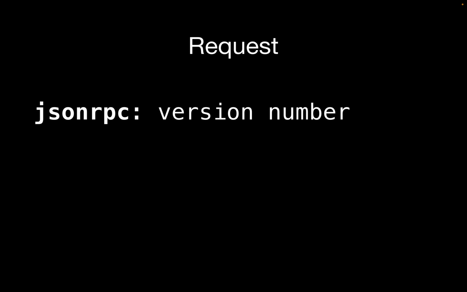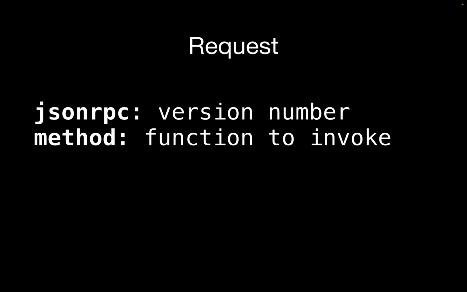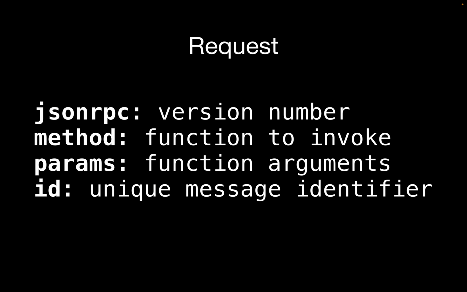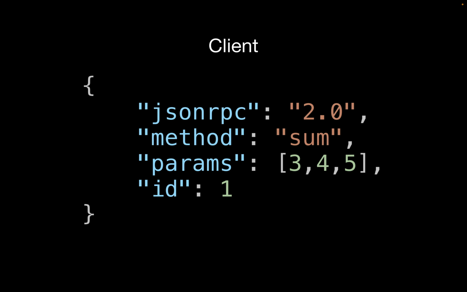A request is made up of the JSON-RPC field with the version number, the method, which is a function to invoke, the params, which are the function arguments, and an ID, which is the unique message identifier. As suggested by the name JSON-RPC, this is sent as JSON to the server.